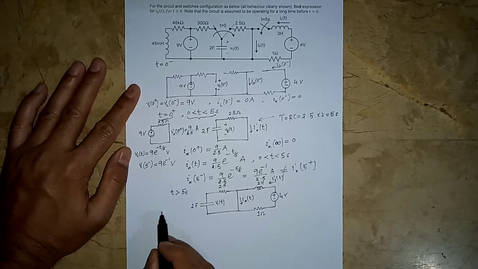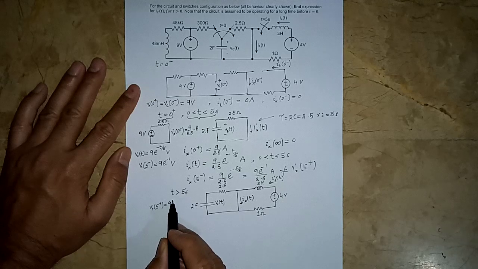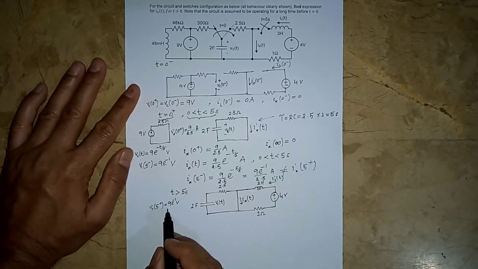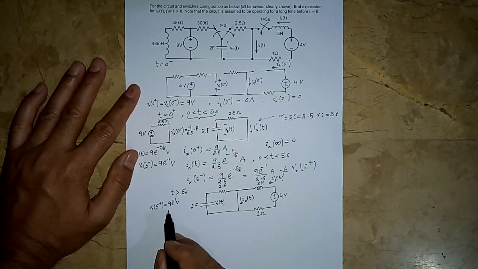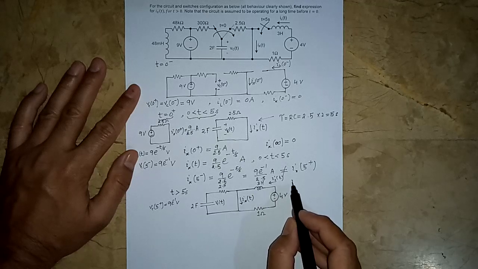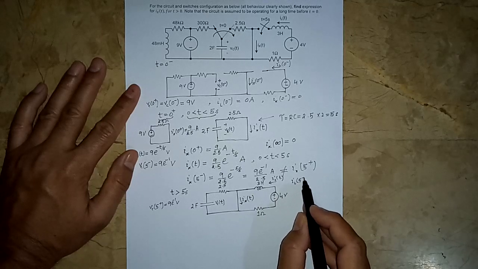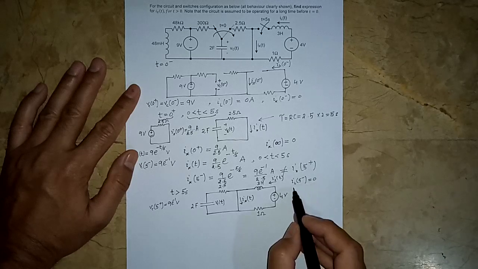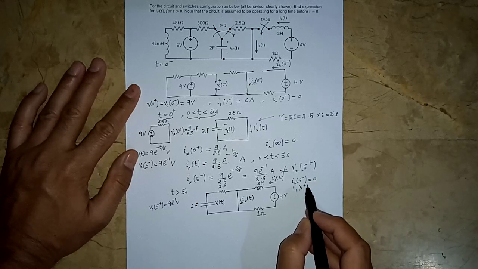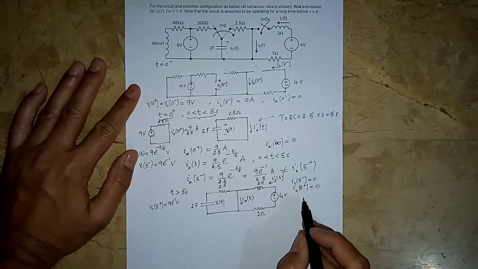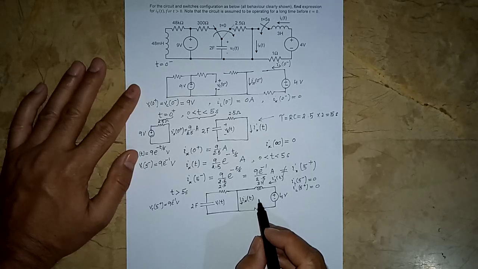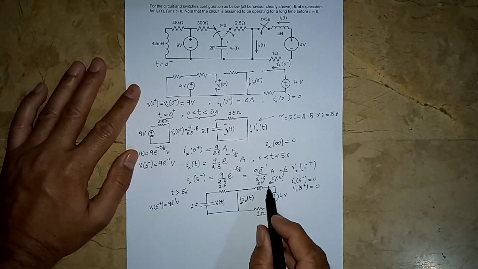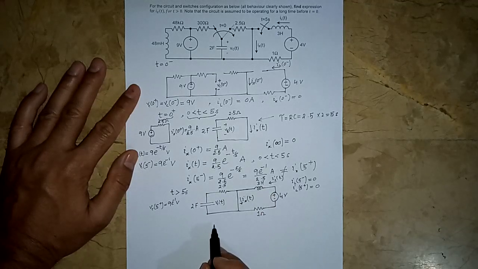So now VC at 5 plus would be 9 e raised to the power minus 1 volts. Why? Because it's a property of a capacitor not to change its voltage suddenly. So it is going to stay after switching. And here we have an inductor whose initial current was 0. And again, it's the property of the inductor that it does not allow the current to change suddenly. So although this circuit has come into play at t equal to 5 seconds, the current would still be initially 0 at 5 plus.